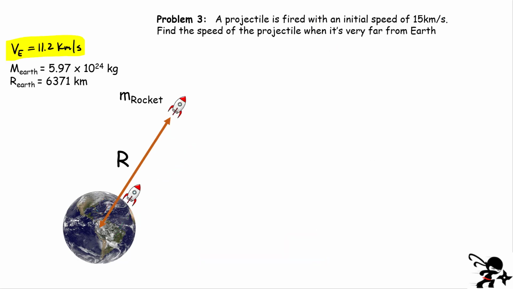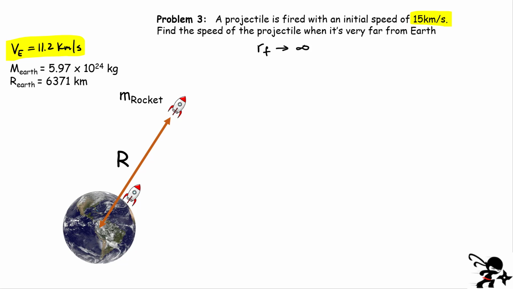All right, for problem 3, a projectile is fired with an initial speed of 15 kilometers per second. We want to find the speed now when it's very, very far away from the Earth. First thing we notice is that this speed that I'm launching it with is 15 kilometers per second. That's greater than my escape velocity for this Earth. So that basically means that my final position is going to be very, very far away, right? I'm going to be able to escape the gravitational field of the Earth if I launch something with this speed.